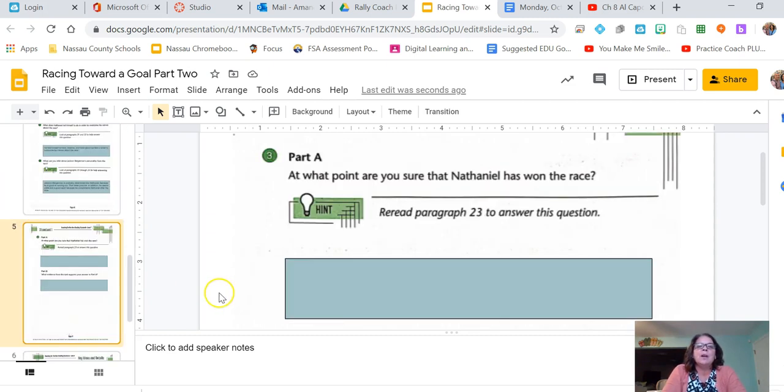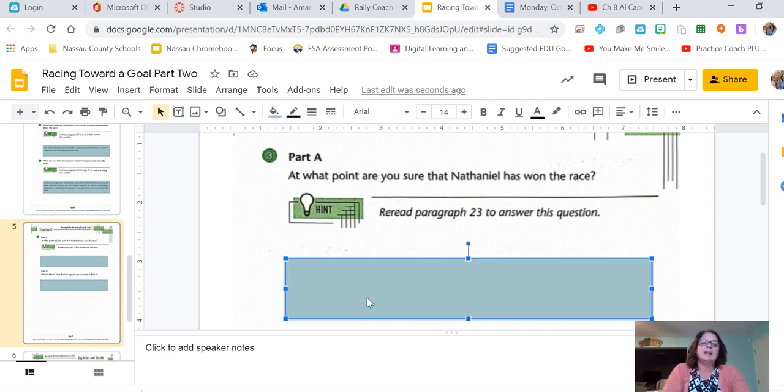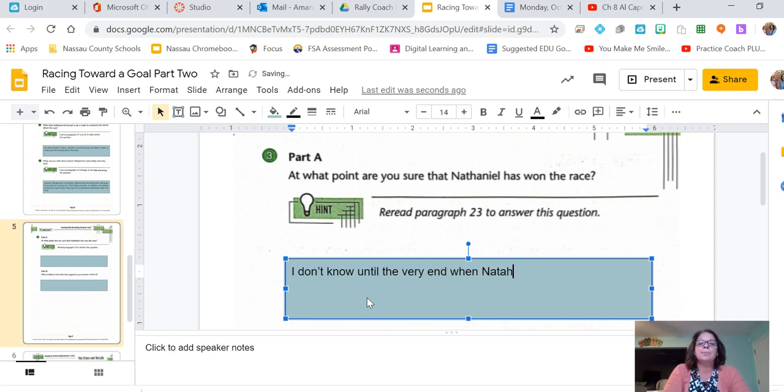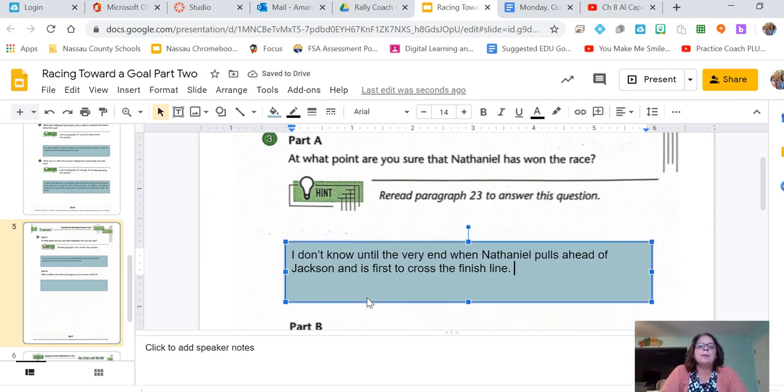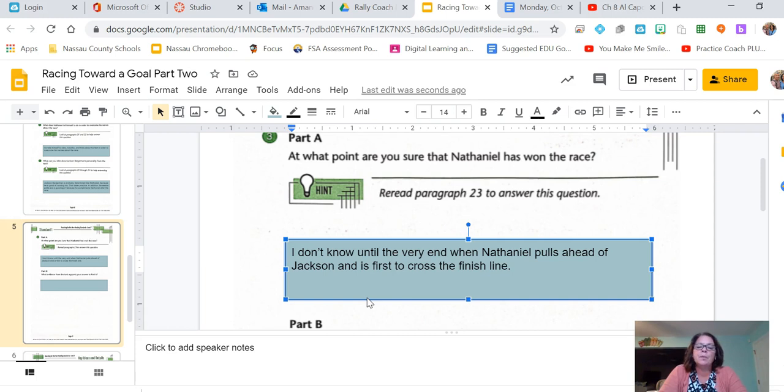So when it's asking me, at what point are you sure that Nathaniel has won the race? I don't know until the very end when Nathaniel pulls ahead of Jackson and is first to cross the finish line. Now, part B, if you need to pause this, go ahead. When you're ready, resume it.